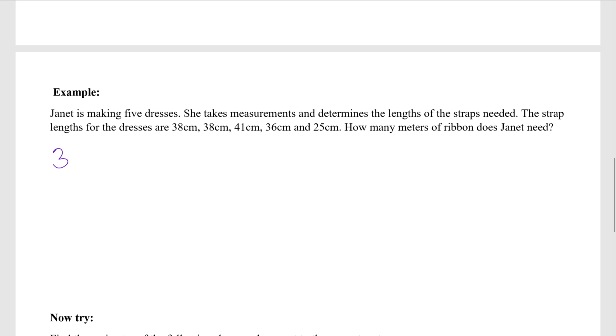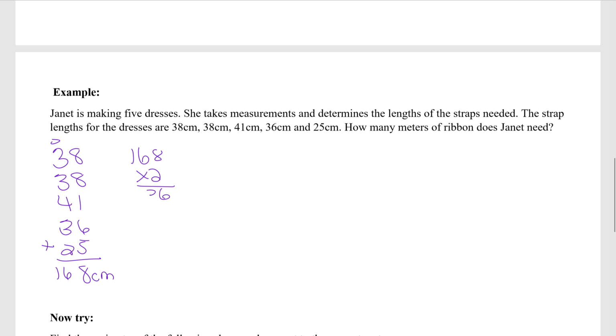To figure out how much material we need, the first thing we're going to do is add all of these up: 38, 38, 41, 36, and 25. So we're going to add those all up. 168 centimeters. But like I said, because you need 2 straps per dress, we're going to double that. So we need 336 centimeters worth of material.